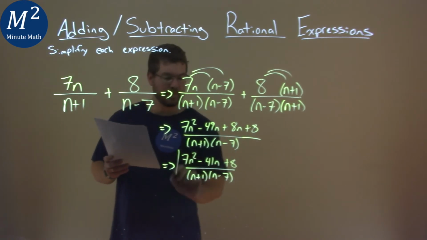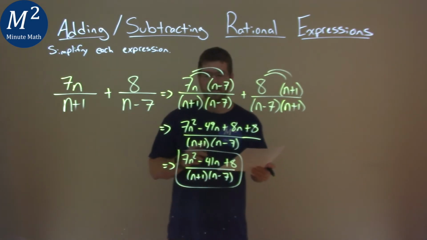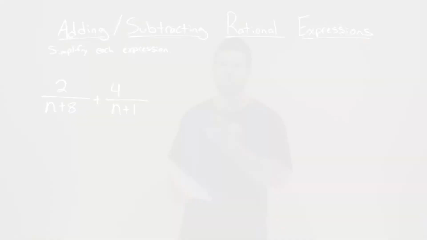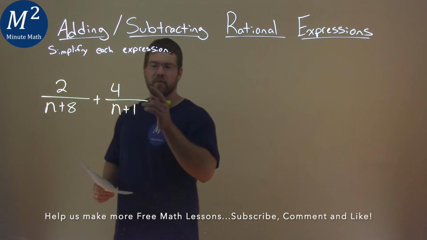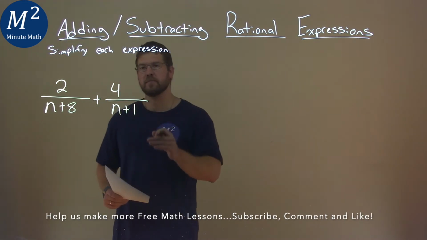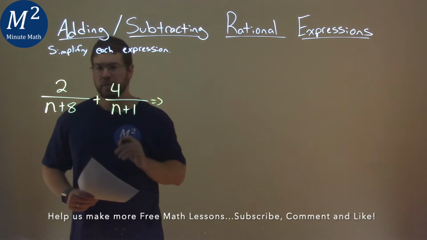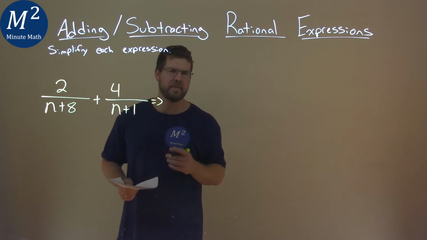And that's it. Our final answer here is 7n squared minus 41n plus 8 over n plus 1 times an n minus 7. We're given this problem right here, 2 over n plus 8 plus 4 over n plus 1, and we've got to simplify this expression. Notice that we don't have the same denominator for each fraction. So we can't add them right away, but we have to have the same denominator.